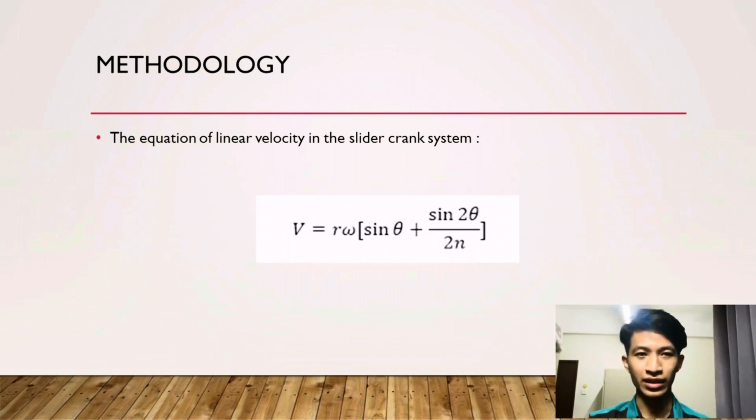The linear velocity in the Slider-crank can also be calculated using the equation V = Rω(sin θ + sin 2θ / 2n), where V is the linear velocity of the piston, R is the radius of the crankshaft, ω is the angular velocity, and n is the ratio of the connecting rod to the crank rod.